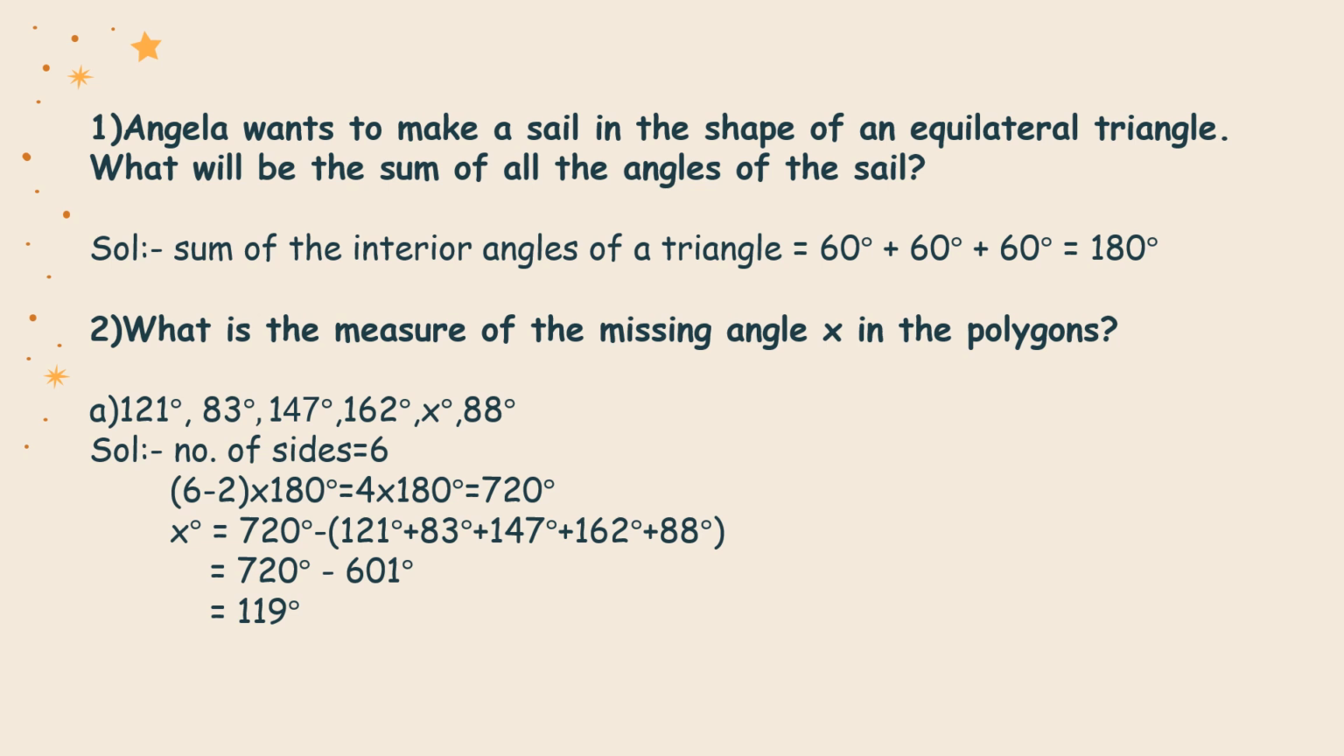Applying the angle sum property, now it's easy because we have done 2 types of sums like this. So 6 minus 2, again n minus 2 into 180 degrees, which will give you 4 into 180, 720. Your total angle subtracted by the sum of the known angles will give you the x value, that is your known angle 119 degrees.